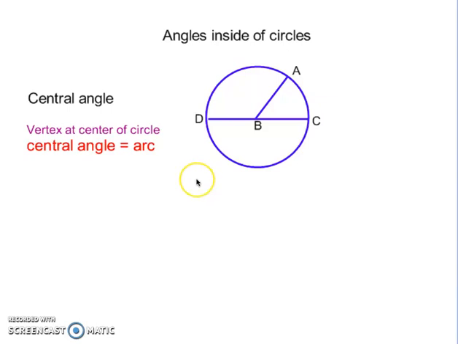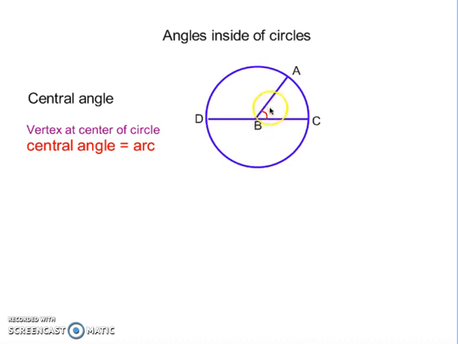This video is on inscribed angles of a circle. The first thing we need to review is central angles. Some things to remember about central angles: on the inside of the circle, the vertex is at the center of the circle. So on this picture, one example of a central angle would be angle ABC. See how it meets right here at the center of the circle?